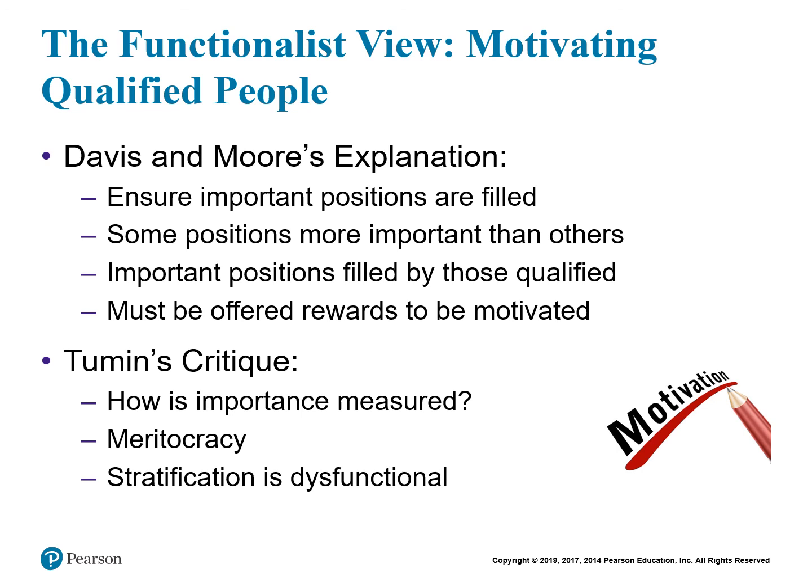First, for society to function, it must make certain that its important positions are filled. We need people to become doctors, but we also need people to become plumbers. Second, some positions are more important than others. Thirdly, more important positions need to be filled by the more qualified people. And finally, these people must be offered greater rewards to be motivated to fill these positions. Now, Davis and Moore were not trying to justify social inequality, but rather they tried to explain why it exists.